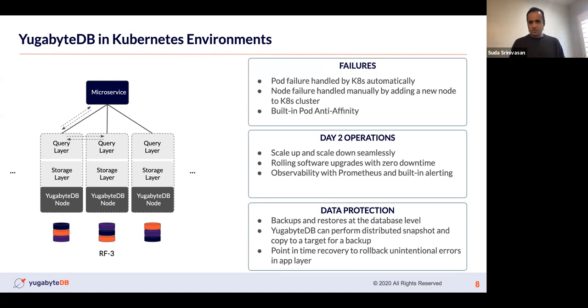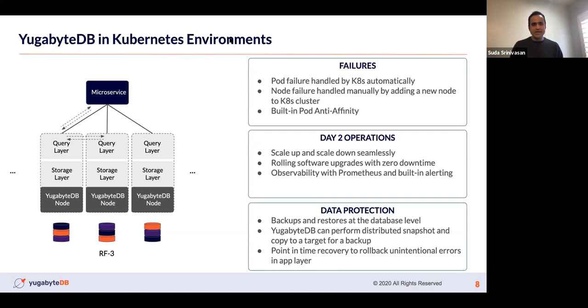Pod failures, as you know, are handled automatically by Kubernetes. So if a pod goes down, the processes within it are spun up in a new pod once that is brought back up. If you have node failures, then these need to be handled manually by adding a new node in a Kubernetes cluster.